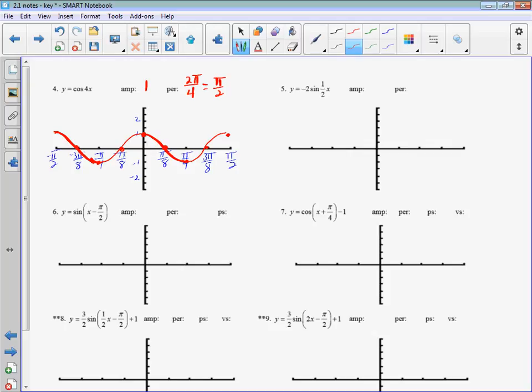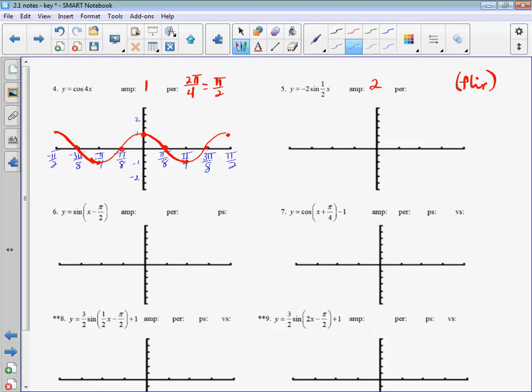Okay, let's do number 5 together. All right, so we've got a negative, we have a 2, and we have a 1/2. So we've got several things to deal with. What is the amplitude of this? Is it -2 or +2? Positive. Remember, amplitude's never negative. So amplitude is 2. You can jot over to the side if you want, like, okay, reminder, I have to flip this.